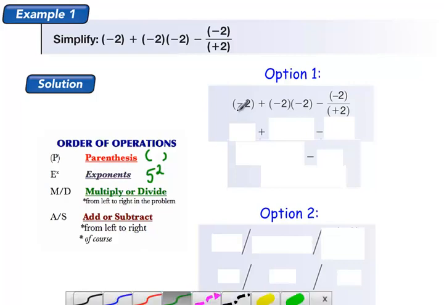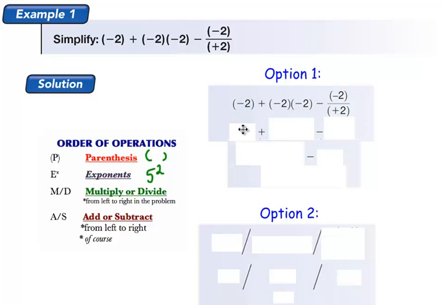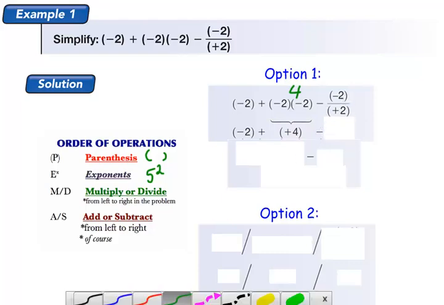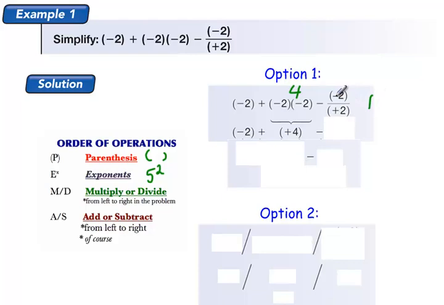We'll begin by looking at, we have negative 2. We know that negative 2 times negative 2, so 2 times 2 is 4. And we know that a negative and a negative is a positive, so we'll have a positive 4. Bring down our subtraction sign. 2 divided by 2 is 1, and a negative and a positive is a negative.